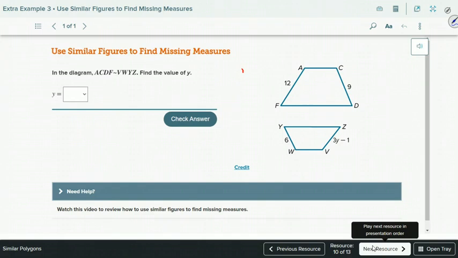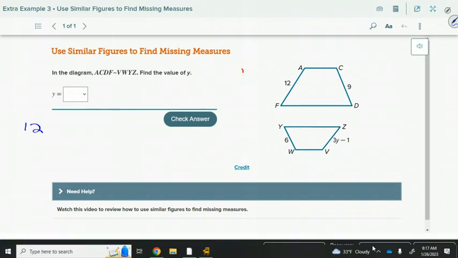I'm going to set up the proportion for you so you can check if you're that far along. They switch sides on you according to the similarity statement, so make sure you caught that.